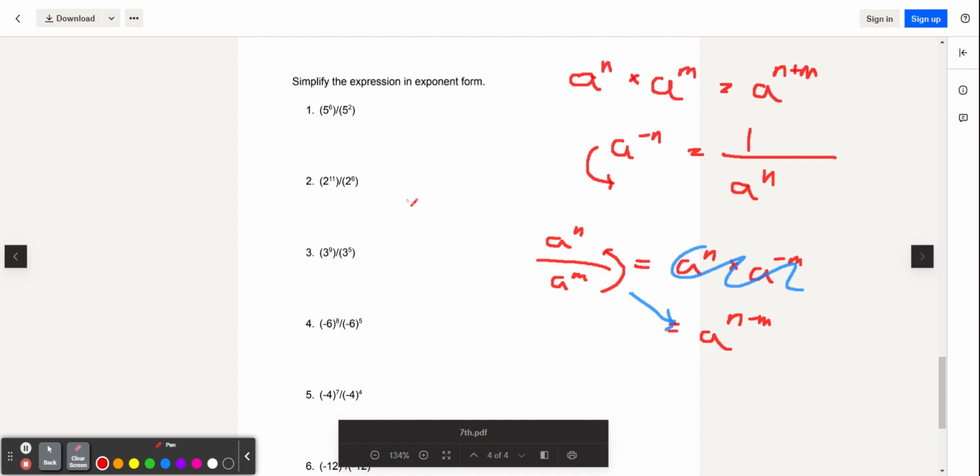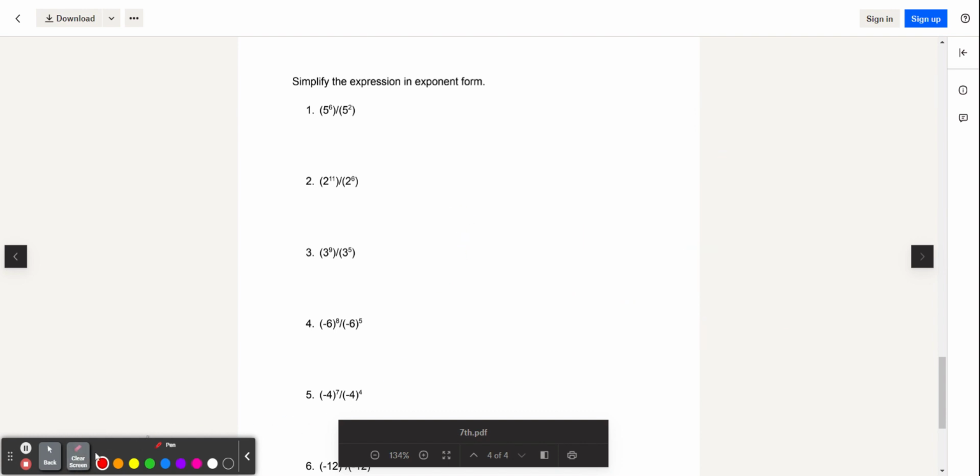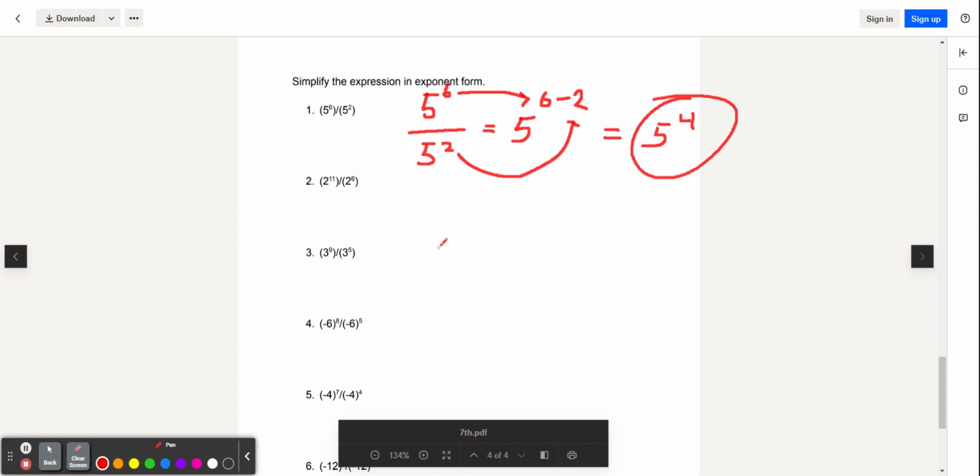This is another exponent rule. When two things of the same base are being divided, you can simplify by subtracting the denominator's exponent from the numerator's exponent. So let's practice. Here we have 5 to the power of 6 over 5 to the power of 2. The base is 5 for both numerator and denominator. So we can use our rule: 5 to the power of 6 minus 2, because 6 is from the numerator and 2 from the denominator, which is 5 to the power of 4. And that would be our correct answer.